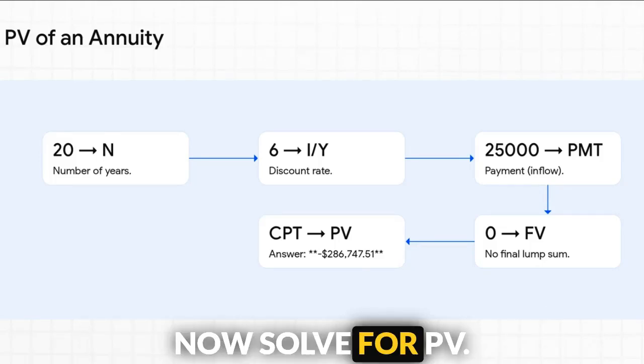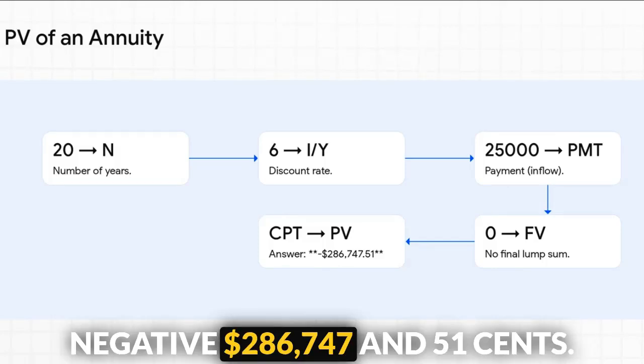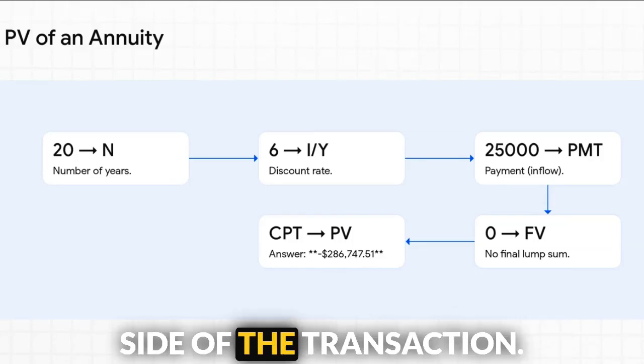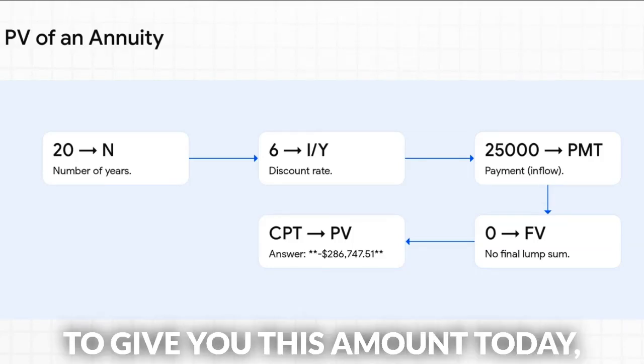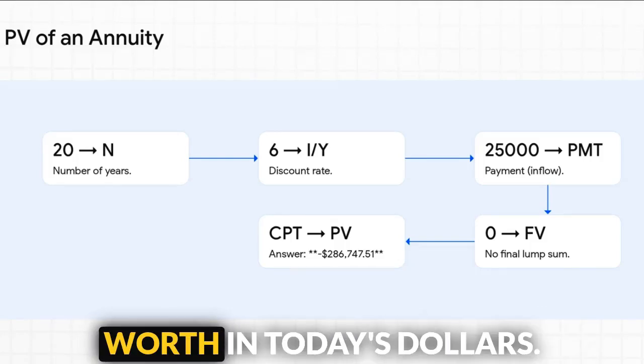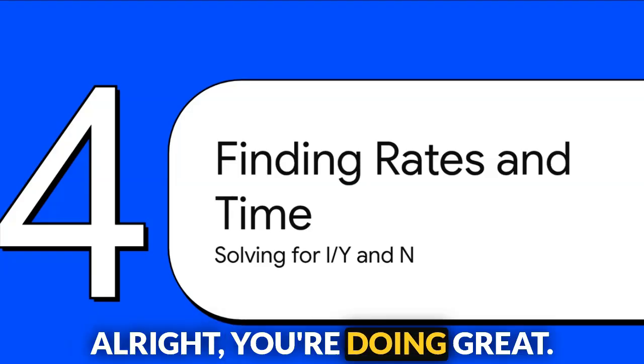Now, solve for PV. The calculator gives you a negative $286,747.51. Why negative? It's showing you the other side of the transaction. If the lottery company were to give you this amount today, it's an outflow for them. So that's what your prize is worth in today's dollars, a little under $300,000. All right, you're doing great.